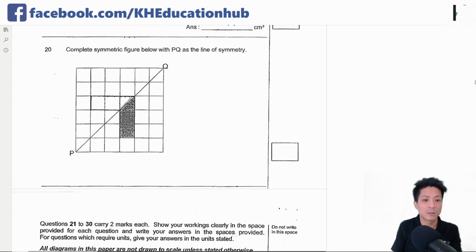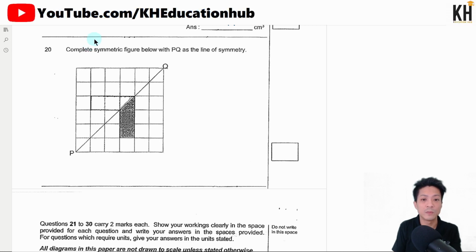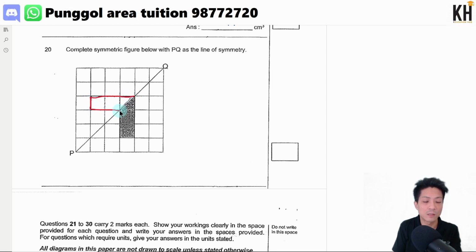Question 20, complete the symmetric figure below with PQ as the line of symmetry. Okay, actually this question is already drawn, but yep, you have to draw your figure like this, okay, using a ruler, so that you can get the straight lines.